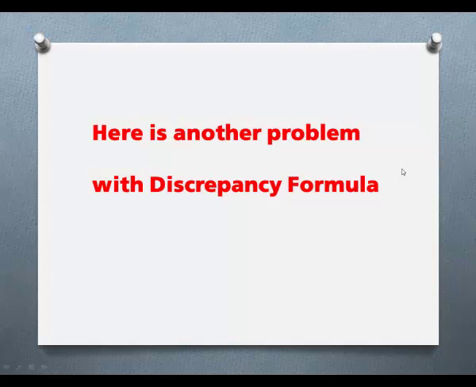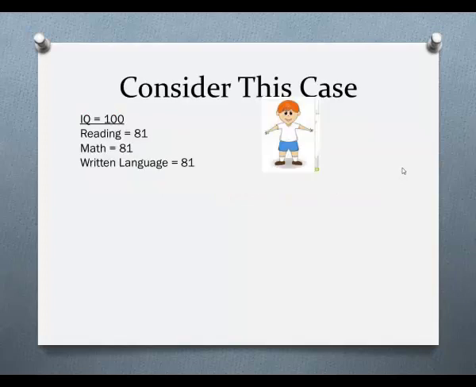And here is another problem with the discrepancy formula. Look at this case. This child has an IQ of 100 and standard scores in reading, math, and written language of 81. This child does not verify. There is no 20-point discrepancy.